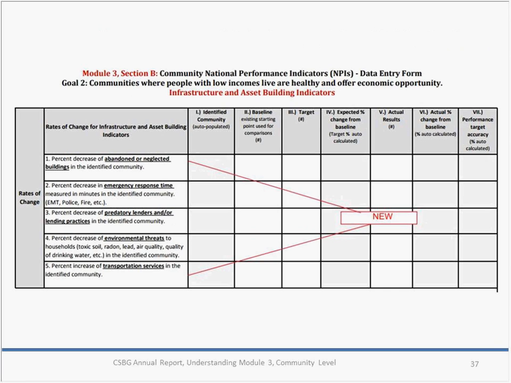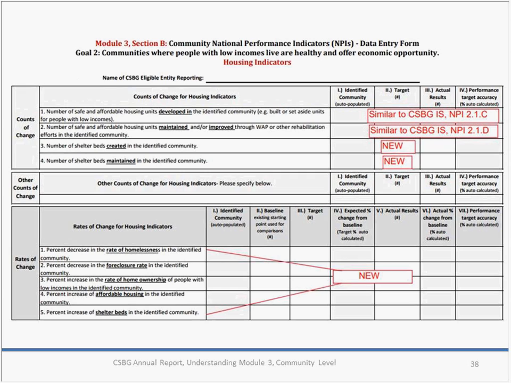Rates of change for infrastructure and asset building indicators. All of these are new. Some examples are the percent decrease of abandoned or neglected buildings, the percent increase in emergency response time. Again, these are all rates of change. This is the third domain, just an option for you to report on. Next.